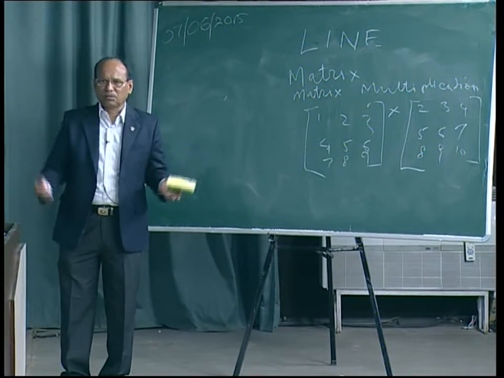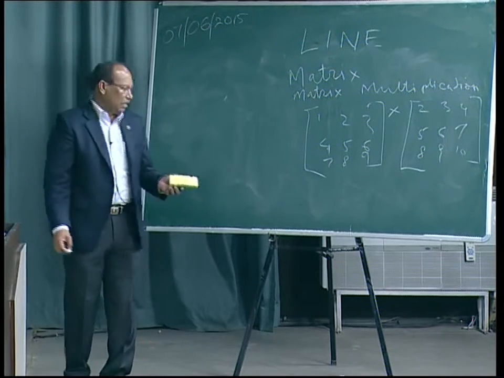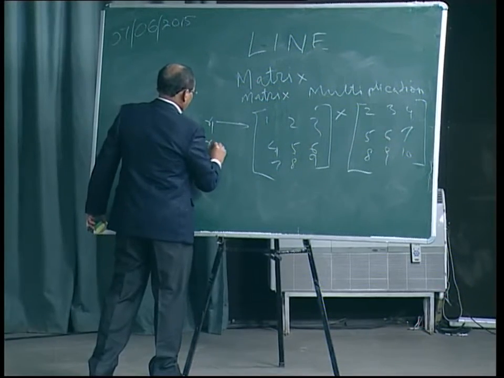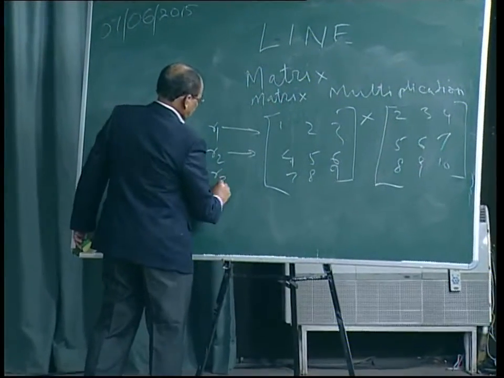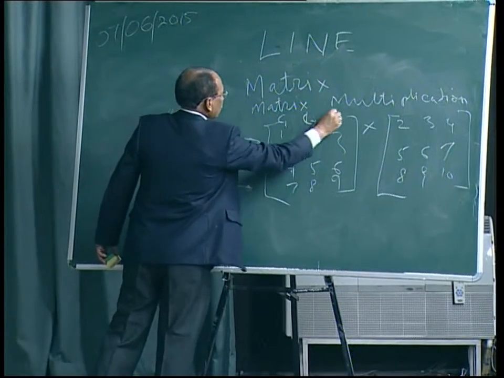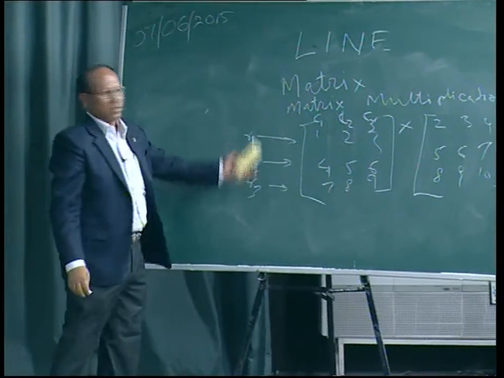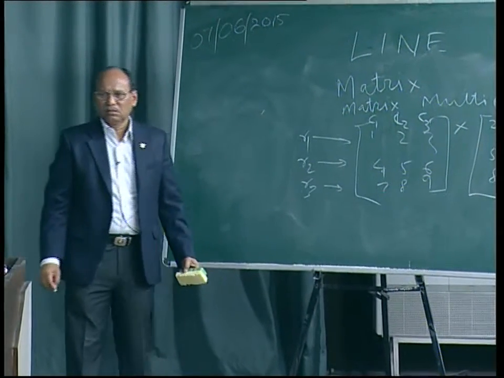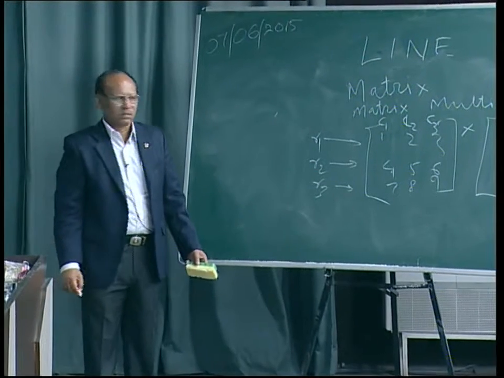I think everybody knows about this, and these are called rows, R1, R2, R3, and similarly C1, column 1, column 2, column 3. These are the things. Everybody will learn it in class 11 or 12.